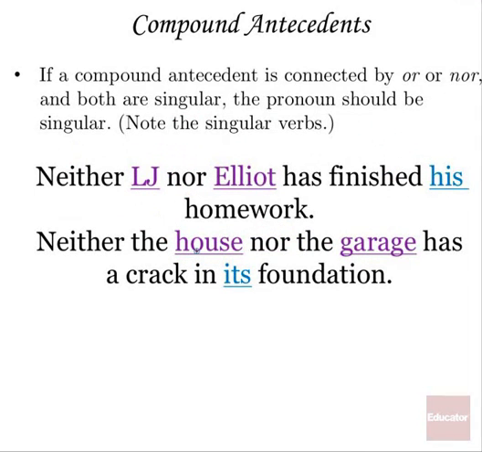Now things get a little more complicated if your compound antecedent is connected by or or nor. If you have an or or nor situation and both of these antecedents are singular, then the pronoun is still singular. Note that it gets a singular verb. The way to think about this is, "Neither LJ nor Elliot has finished his homework." Think of it as LJ has not finished his homework. Neither has Elliot finished his homework. You'd use a singular pronoun and a singular verb. "Neither the house nor the garage has a crack in its foundation."